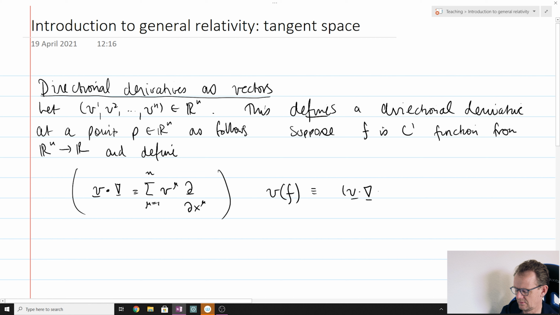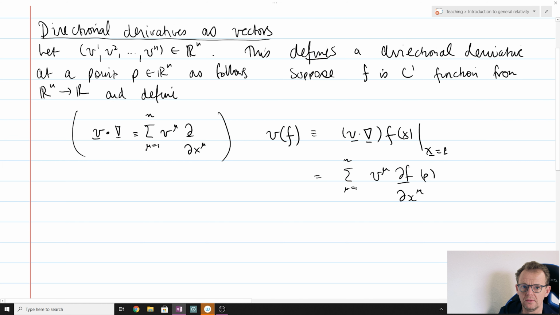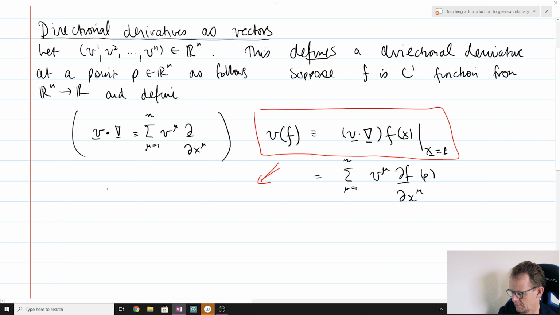You differentiate with respect to v dot grad the function f, and then you substitute in f as a function of the argument, and then you substitute in x is this point P that you care about. Although we write that this way. So this more specific notion only makes sense at a point P. That's what I mean by a directional derivative at a point P. So given a vector in Rn, we can define a directional derivative at point P by the formula in the red box here.